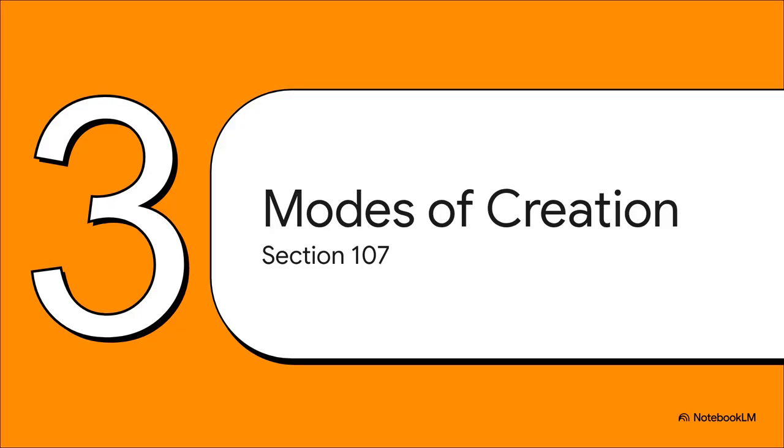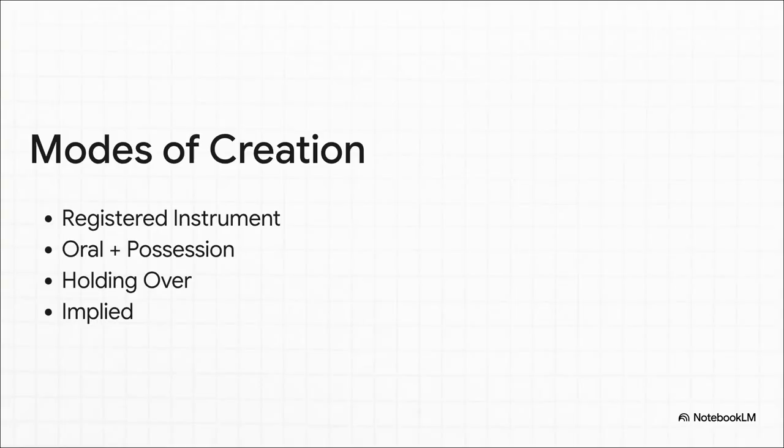Next heading on your exam paper, Section 3, Modes of Creation, strictly governed by Section 107. Always cite the section numbers right there in the headings themselves. It projects immense confidence. Note these 4 specific modes. Number 1, by registered instrument, and explicitly point out that this is mandatory when a lease is greater than 1 year, is on a year-to-year basis, or reserves a yearly rent. Number 2, by oral agreement plus delivery of possession, which is permissible only for leases less than 1 year.